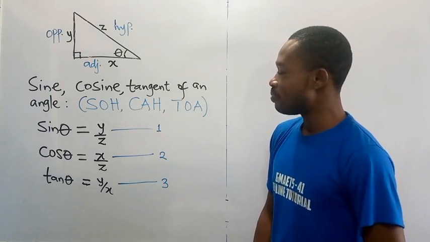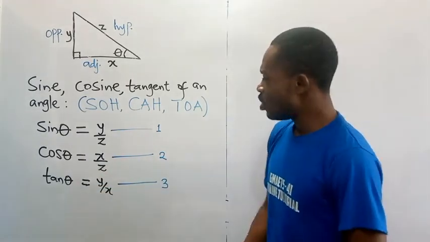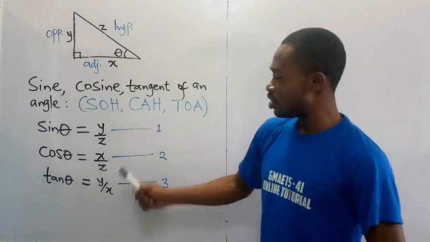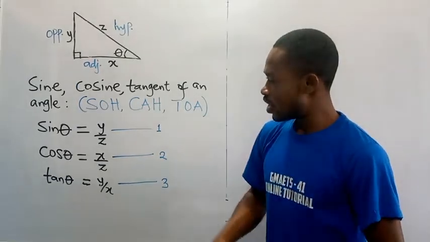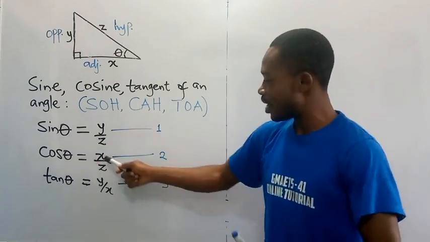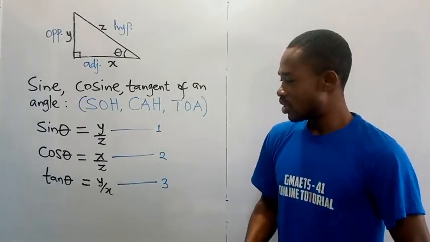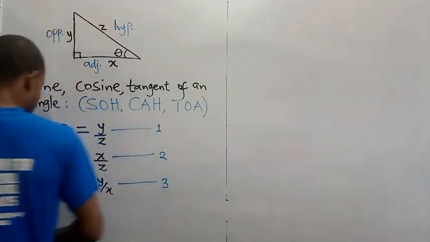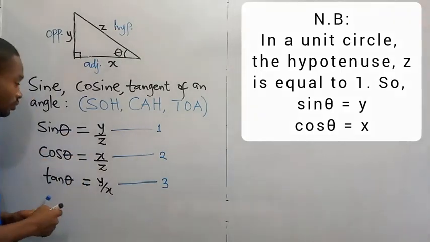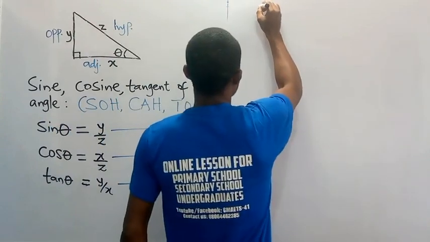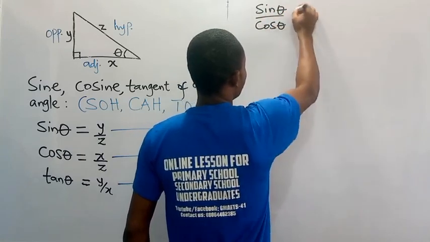Now, in this class, we want to establish the relationship between sine, cos, and tan. Let us see something. Looking at identity number 1 and identity number 2, and thinking of the knowledge of division of fractions, I observe that if I do y over z divided by x over z, it seems like it's going to give me y over x. We can actually verify that. So what I want to do is take the ratio sine theta over cos theta. Let's see how it goes. Now, if I evaluate sine theta divided by cos theta, let's see what it's going to give to us.